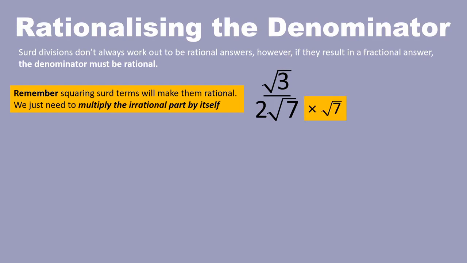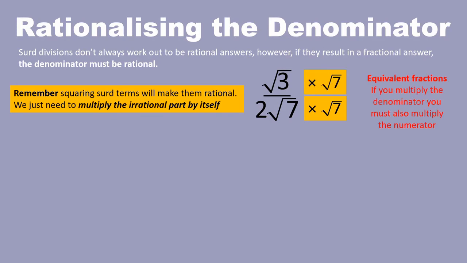Now, remembering what you must have learned years ago about equivalent fractions, if we multiply the denominator of the fraction, we must multiply the numerator of the fraction as well. So we're multiplying both the numerator and the denominator of this fraction by root 7.